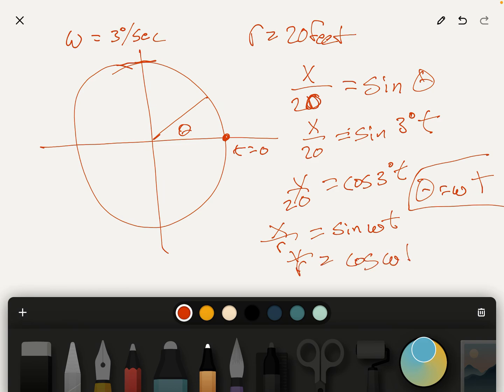cosine omega t. Okay, I'll continue in another video.